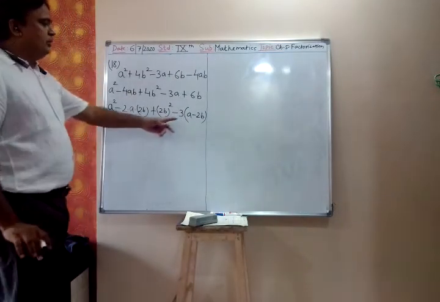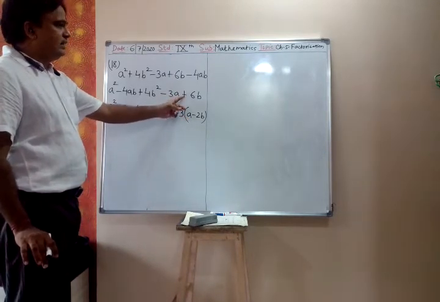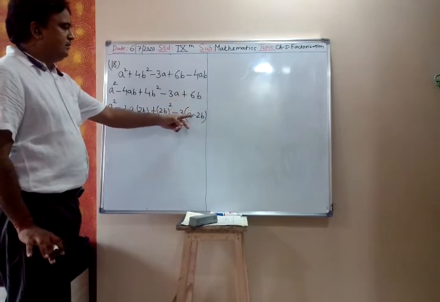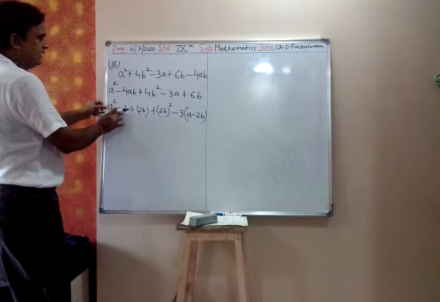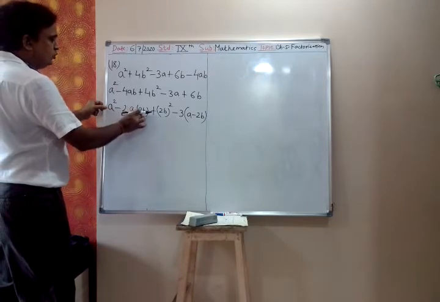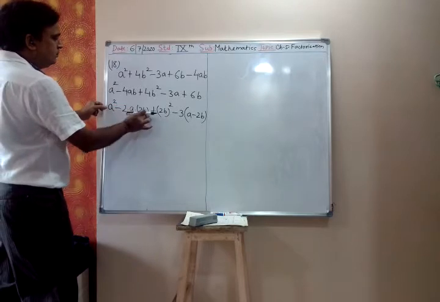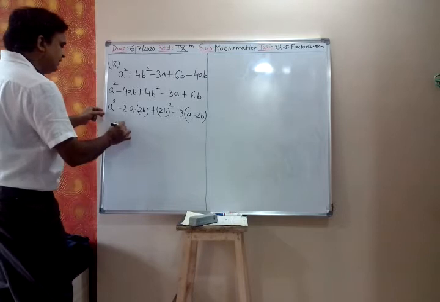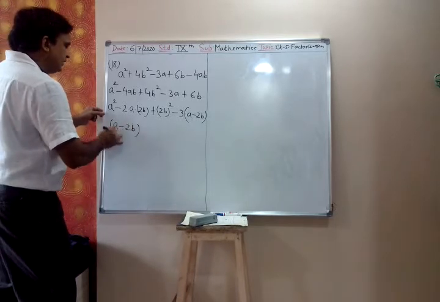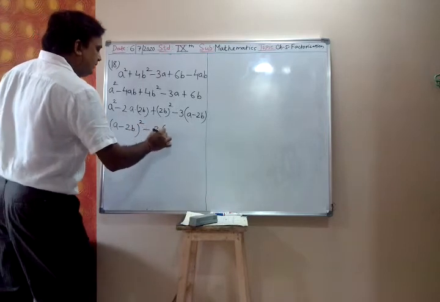Now minus 3 into a minus 2b. We take minus outside, so inside sign will change. Plus becomes minus. Now this is of the form a square minus 2 into a into 2b plus 2b whole square. a square minus 2ab plus b square is nothing but a minus b whole square. So this I can write a minus 2b whole square. Instead of b I have 2b. Minus 3 into a minus 2b.